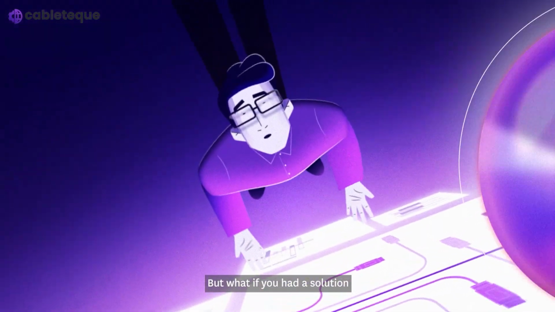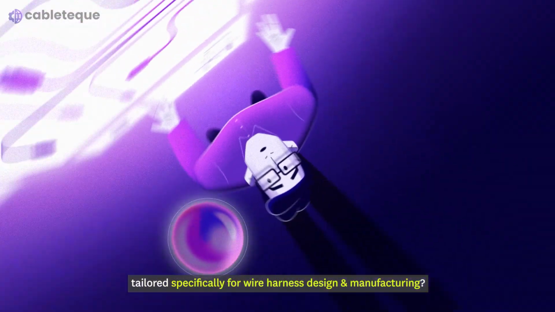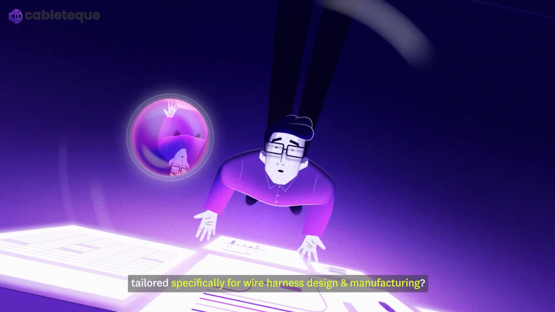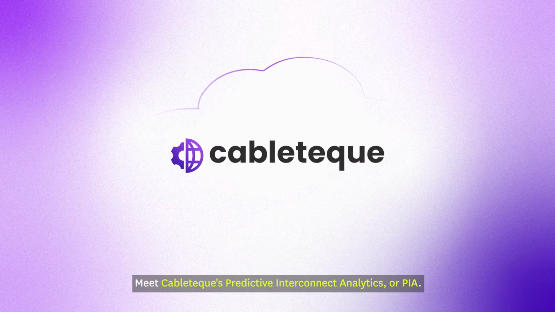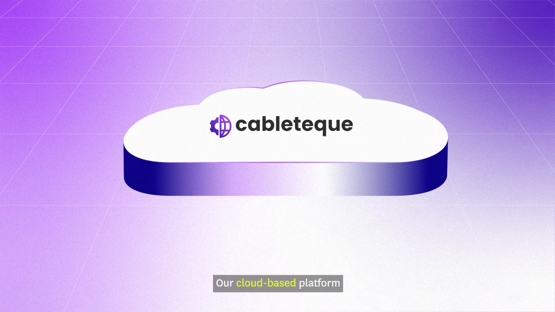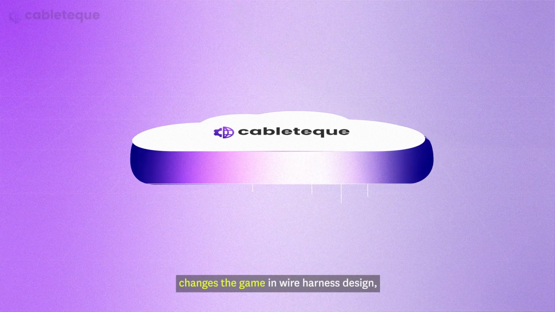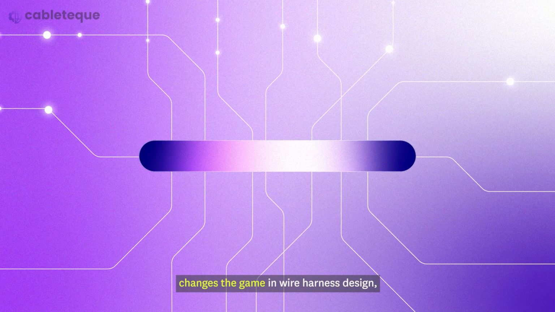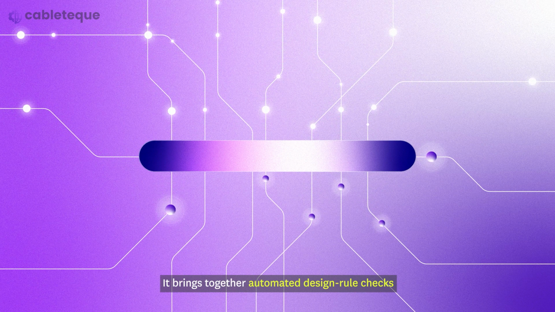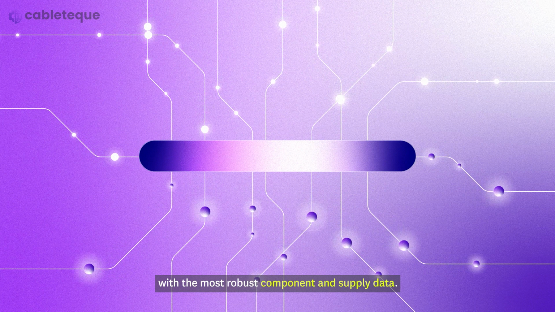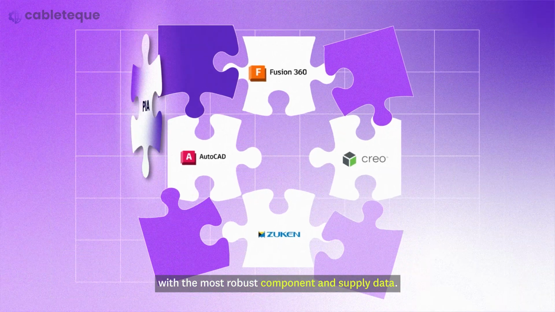But what if you had a solution tailored specifically for wire harness design and manufacturing? Meet Cableteque's Predictive Interconnect Analytics, or PIA. Our cloud-based platform changes the game in wire harness design, validation, and manufacturing. It brings together automated design rule checks with the most robust component and supply data.